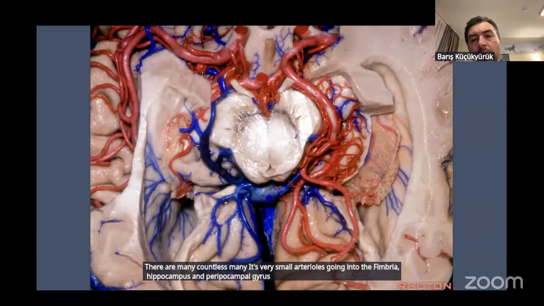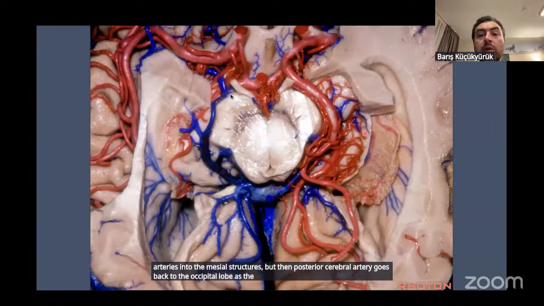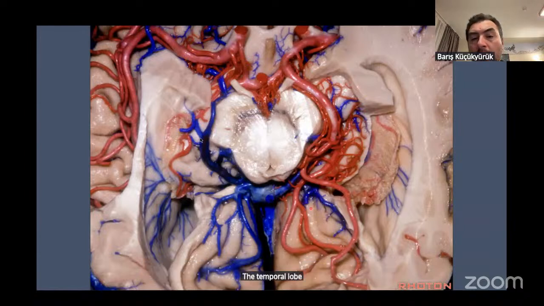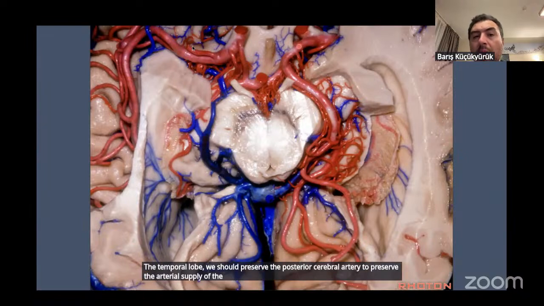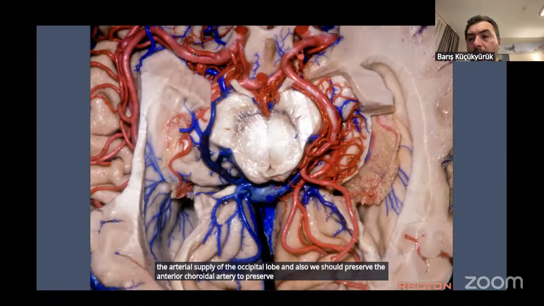But just remember, it gives many perforating arteries into the mesial structures, but then the posterior cerebral artery goes back to the occipital lobe as the calcarine artery. We should know it. When we remove the temporal lobe, we should preserve the posterior cerebral artery to preserve the arterial supply of the occipital lobe, and also we should preserve the anterior choroidal artery to preserve the arterial supply of the internal capsule and the basal ganglia.